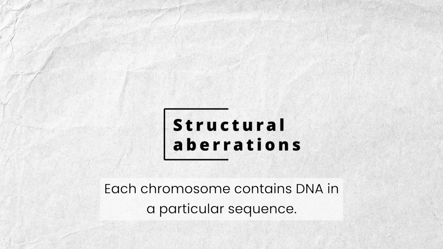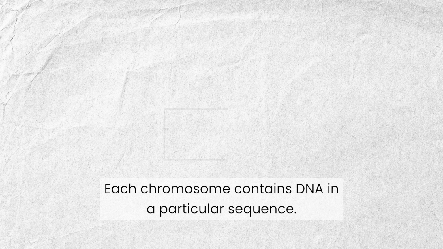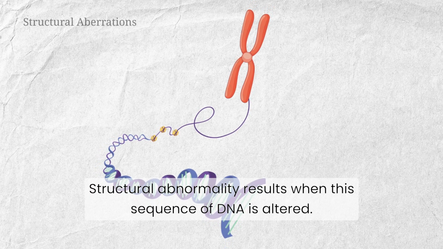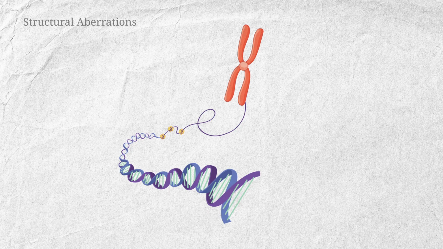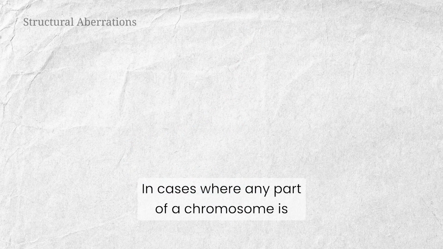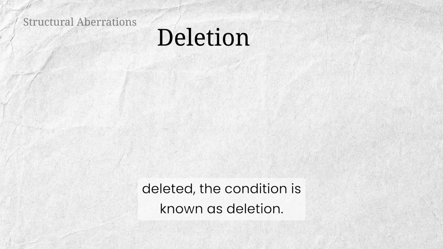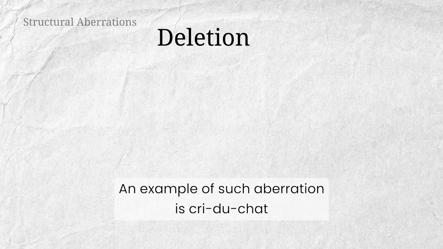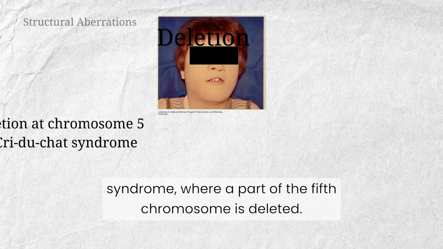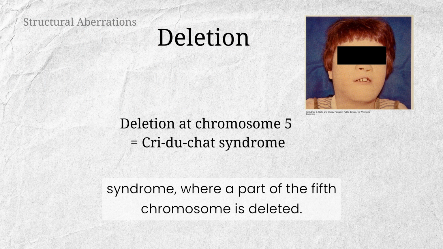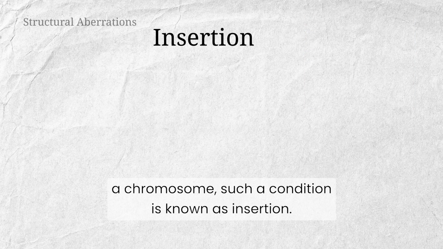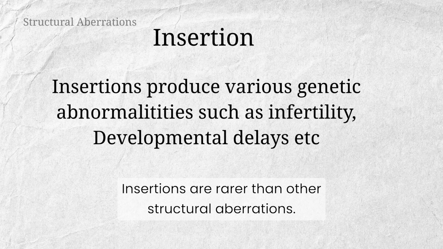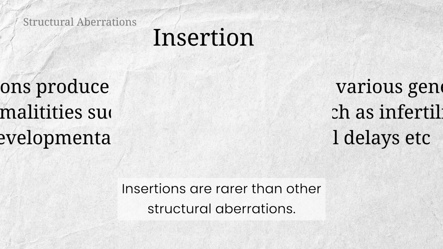Each chromosome contains DNA in a particular sequence. Structural abnormality results when this sequence of DNA is altered. In cases where any part of a chromosome is deleted, the condition is known as deletion. An example of such aberration is Cri-du-Chat syndrome, where a part of the 5th chromosome is deleted. In case there is addition of genetic material in a chromosome, such a condition is known as insertion. Insertions are rarer than other structural aberrations.